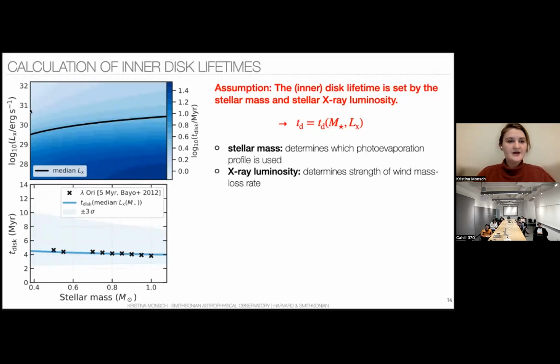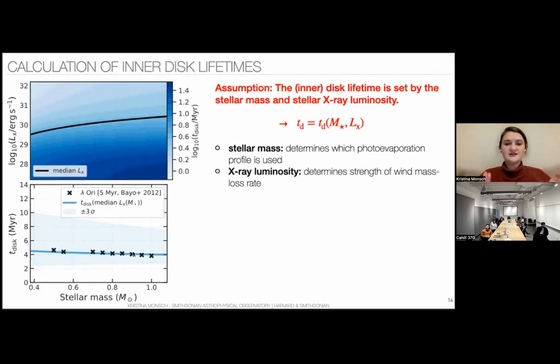You have a 2D dependence, but the dependence on the X-ray luminosity is much stronger than it is on the stellar mass. And the bottom panel shows you the disk lifetime as a function of stellar mass. The blue line is what we get from the model. And the black crosses show observational data points from Lambda Ori, which is a 5 million year star forming region. And we can see that we can easily reproduce the observed disk lifetimes in this region. And therefore we get an analytic prescription that just uses stellar mass and X-ray luminosity as an input. And from this, we can calculate disk lifetimes.